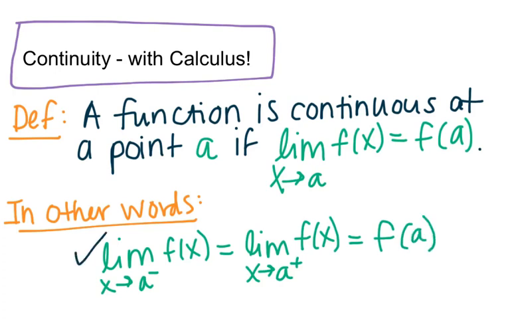So in a way, we're going to go through 3 checkpoints when looking to see if a function is continuous at a given value. Does the limit as we approach a from the left equal the limit as we approach a from the right? And is the actual value at that point also equal to the limit values at that point? If your answer is yes to all 3 of those questions, then we know that we have a continuous function at that point.